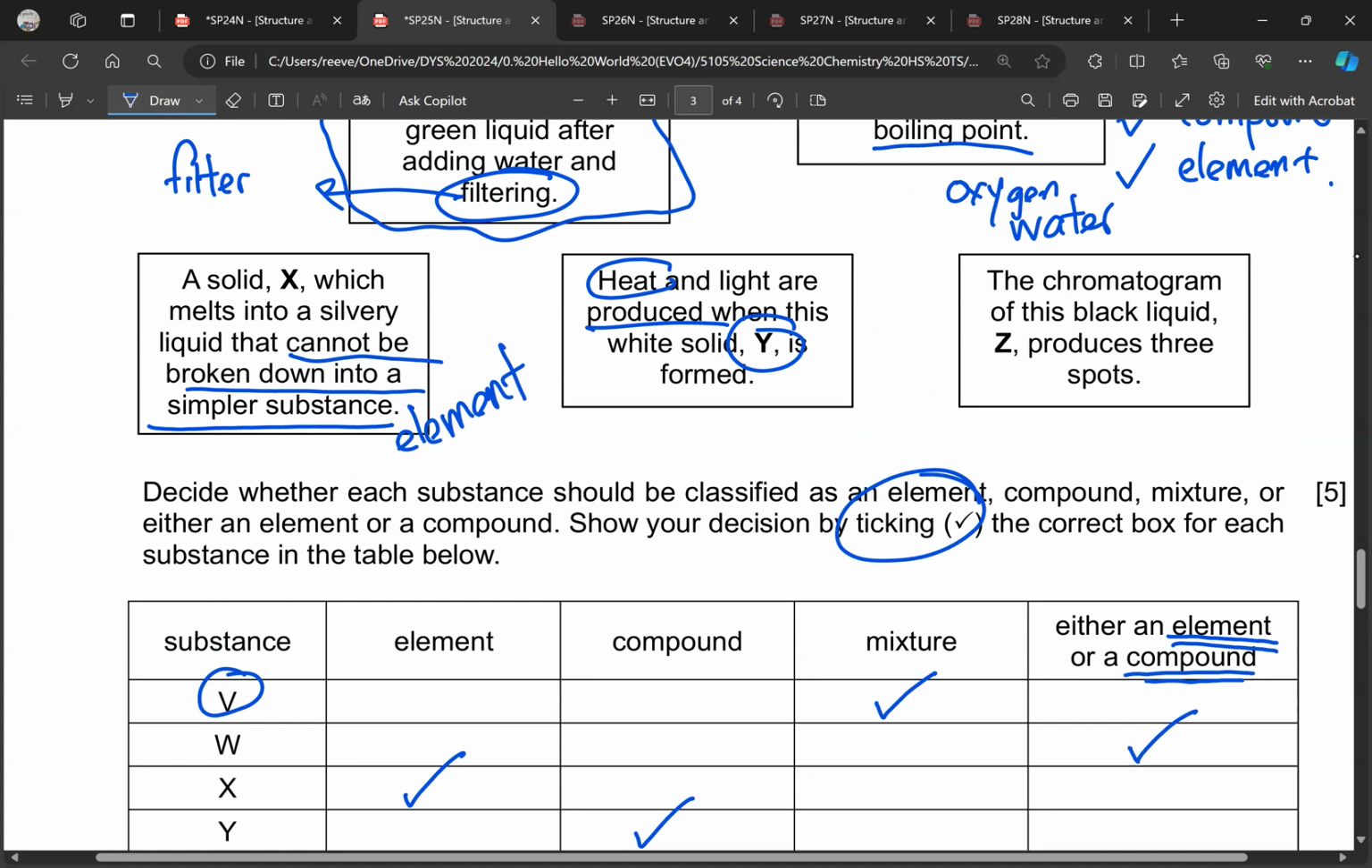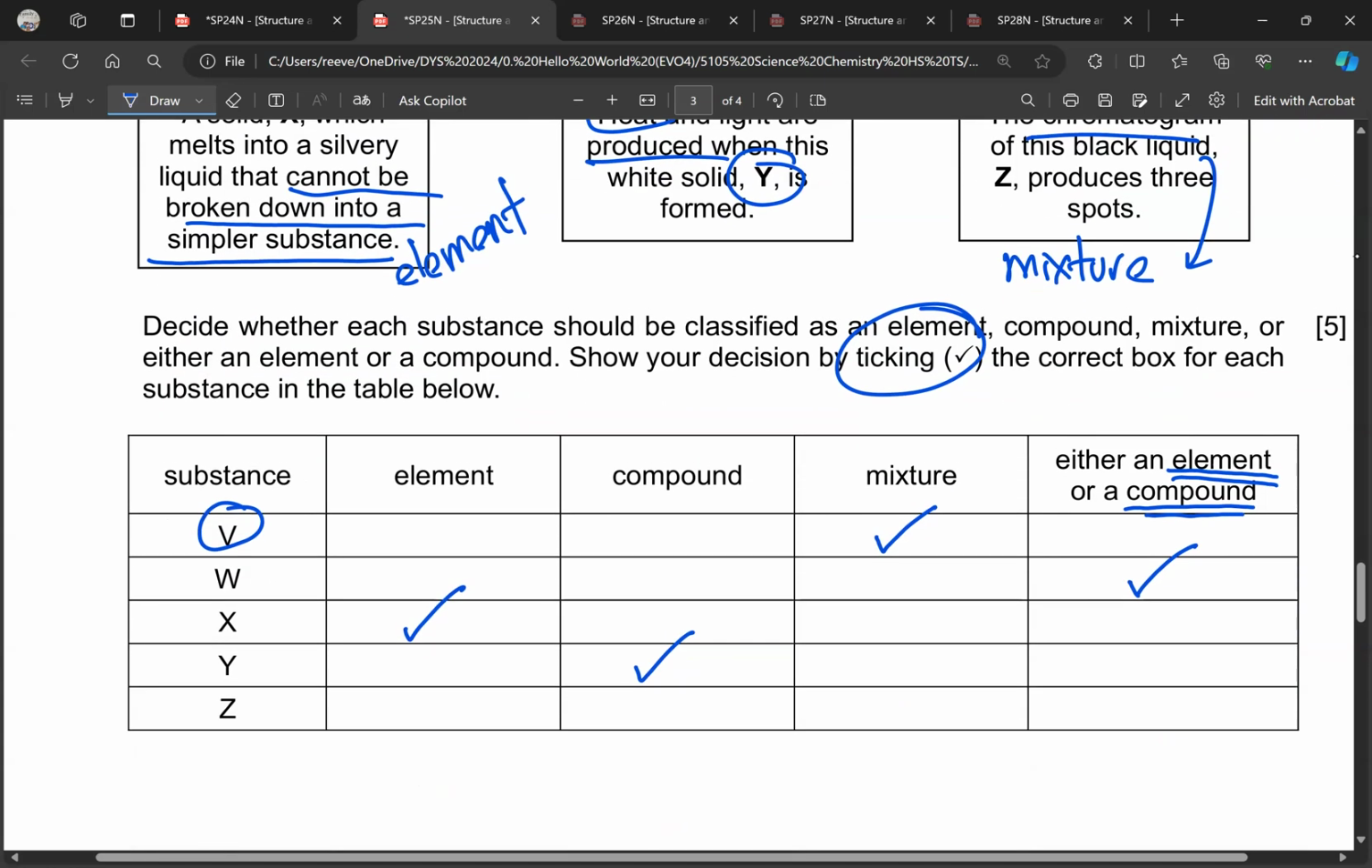Okay, next one, chromatogram. This one confirm mixture. This is like a separation technique, physical separation: filtration, crystallization, chromatography, still what? Fractional distillation. All these are physical methods, you separate them. Okay, so my black liquid is a mixture of different color liquid. It's a mixture. You mix different color liquid together. Okay? Am I done? 5 ticks, 5 marks.